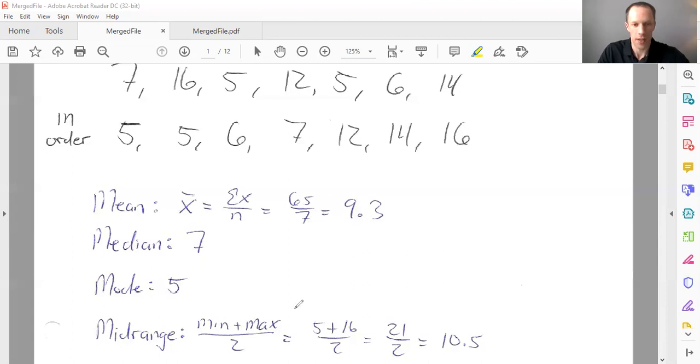And then the mid-range: minimum plus maximum divided by 2. So 5 plus 16 divided by 2 gives you 10.5. Like I said, that's the number that's exactly halfway between the minimum and the maximum. So if you think of our number line again, if we have the number 5 on one side, that's the minimum. And if we have 16 on the other side, the mid-range, which is 10.5, would tell you the number that's exactly halfway in between.